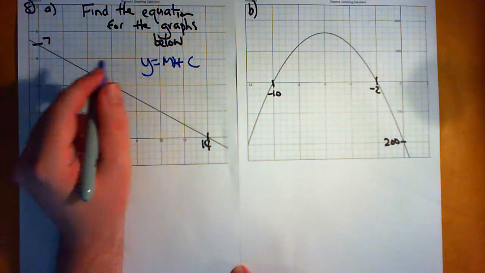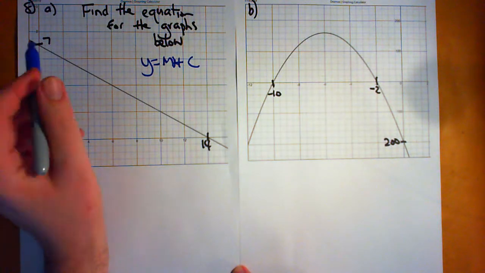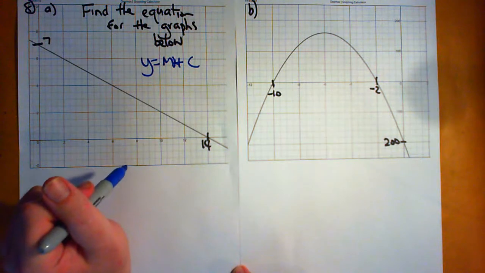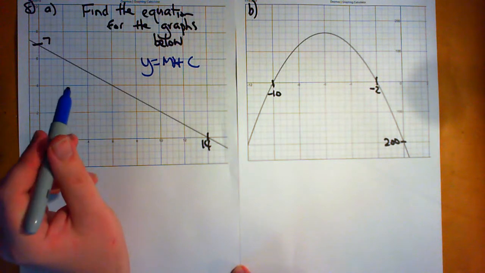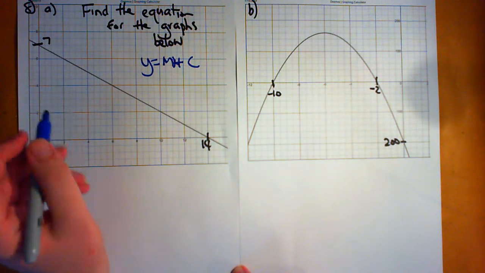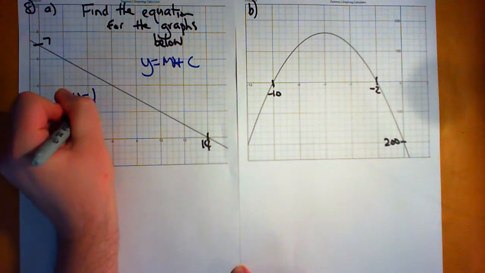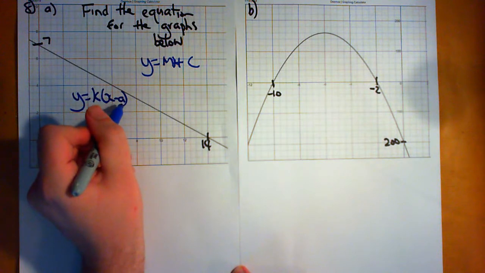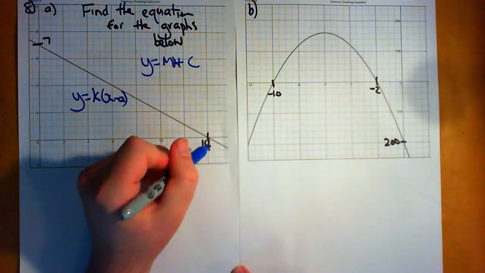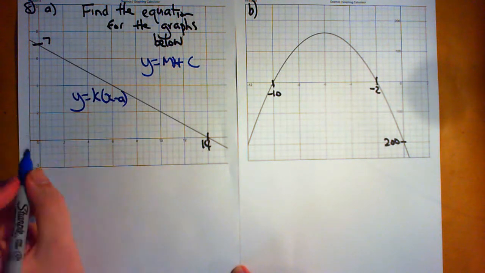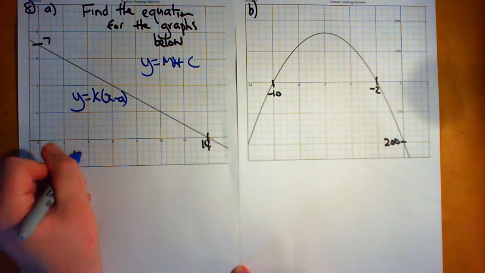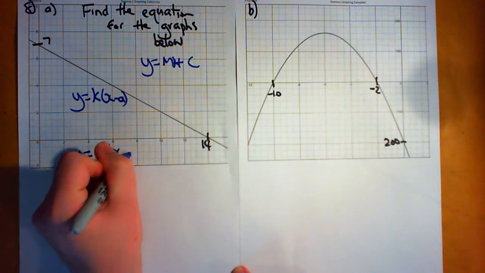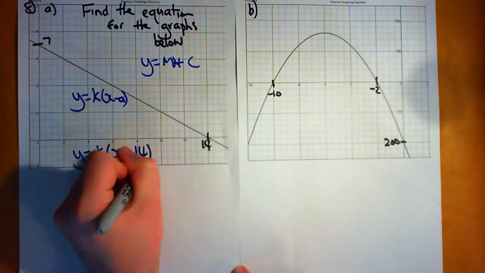The other way we could get the equation of a straight line, which is going to be similar to the way we find the equation of parabolas and cubics later on in this video, is to write it as y equals k times x minus a. So a will be the x-intercept, which is in this case going to be 14. So y equals k multiplied by x minus 14.